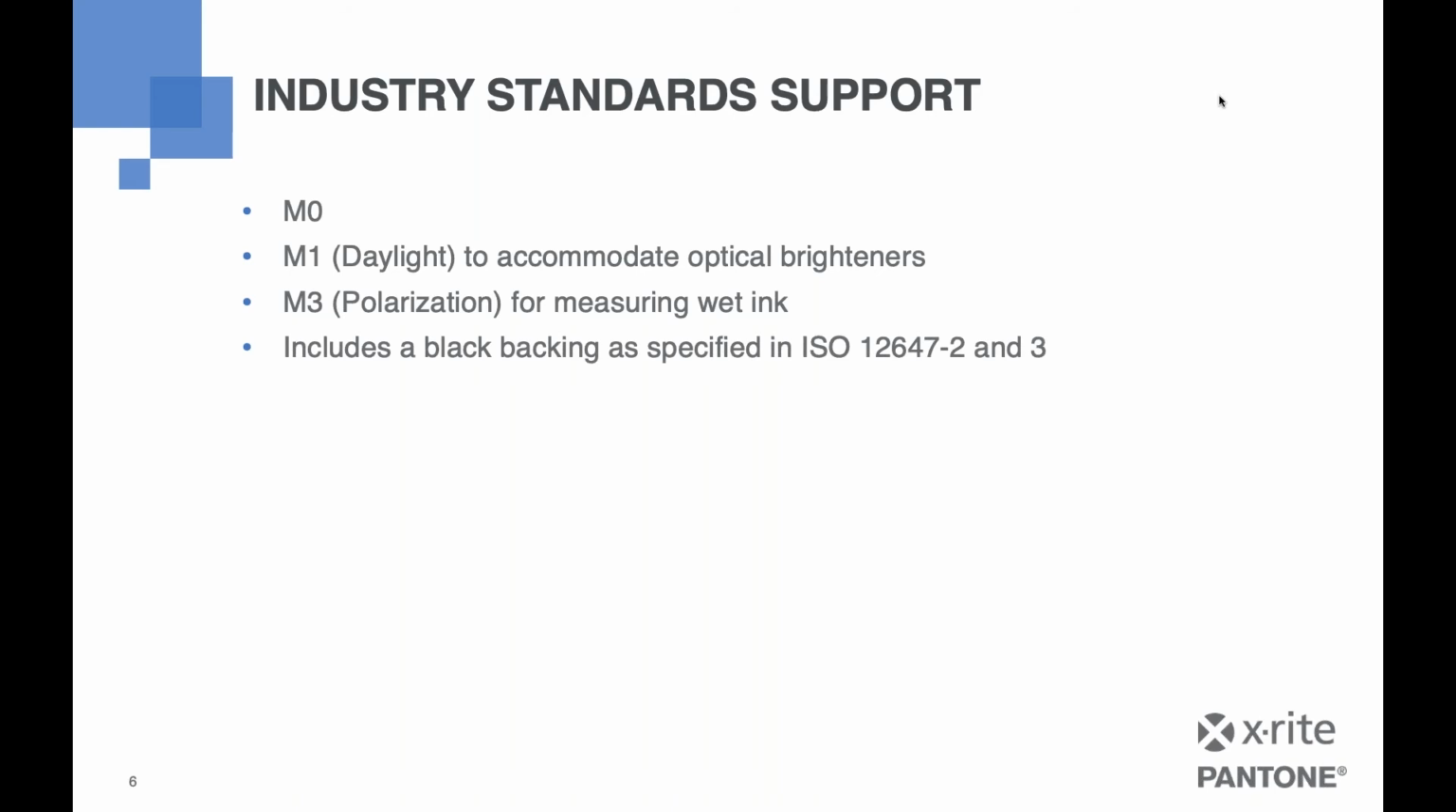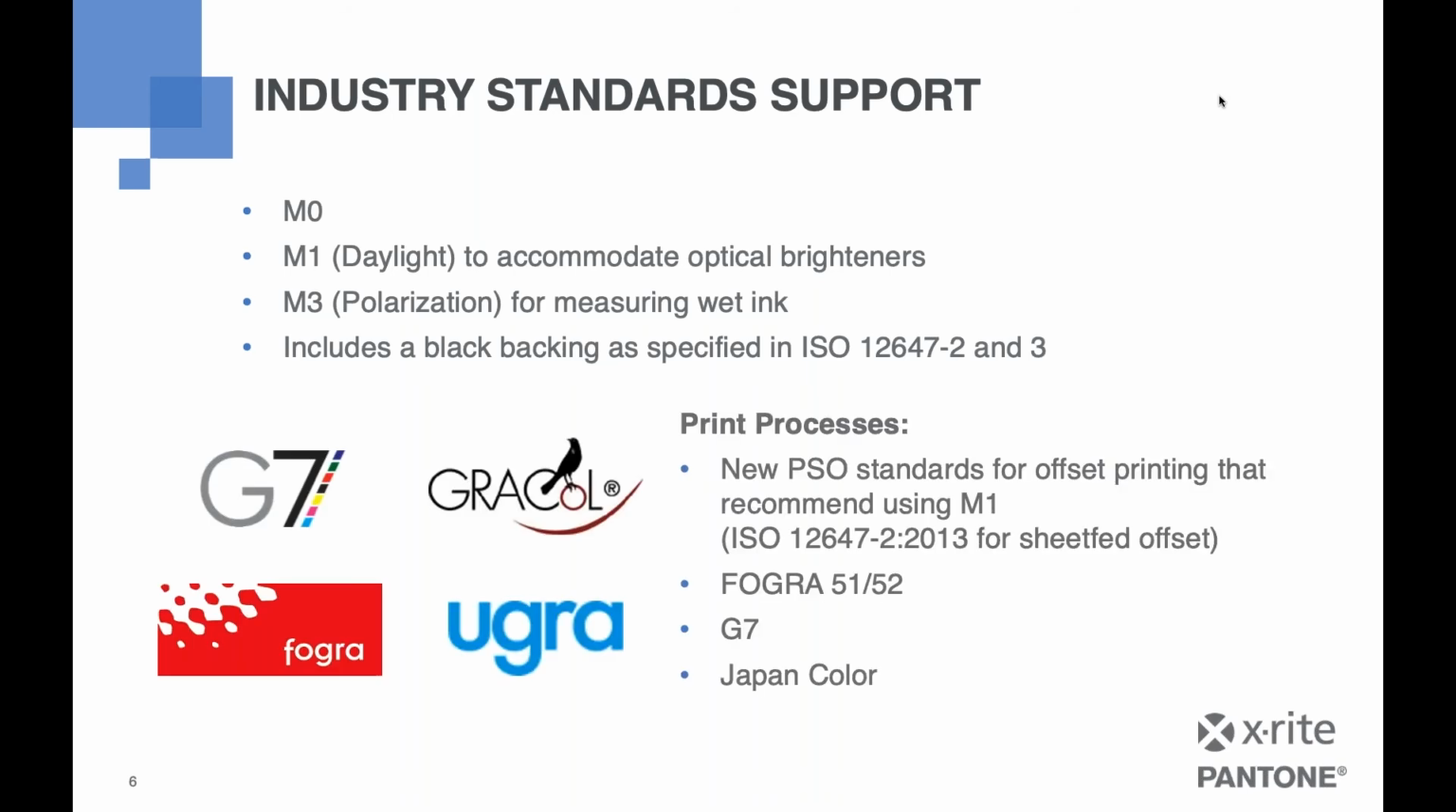Our scanning solutions have a black backing, as it is also specified as an ISO requirement, the backing where you put the press sheet for your measurement. This is very, very important, as with a different backing you might get different numbers. So this is included as part of our scanning solutions. And as mentioned before, we also support the printing processes according to G7, UGRA, FOGRA, whatever is needed there.